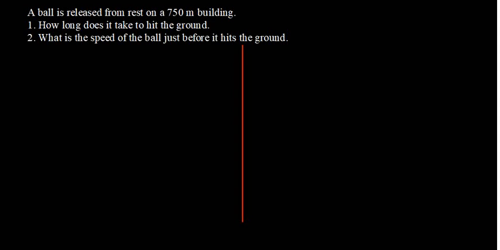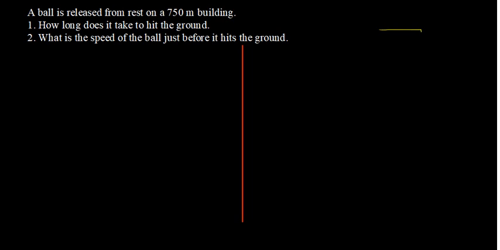So I'm on the top of one of these buildings, so I can sometimes sketch what I'm doing. This is my building. I am standing here at this height, 750 meters above the ground, and an object will be released from here. The initial velocity is 0 because it says it's from rest, and it's going definitely downward in this case.